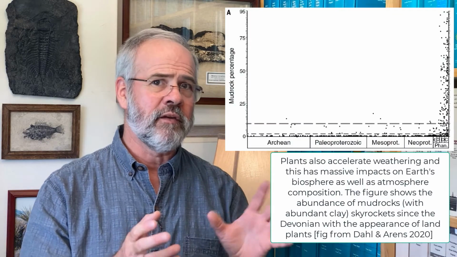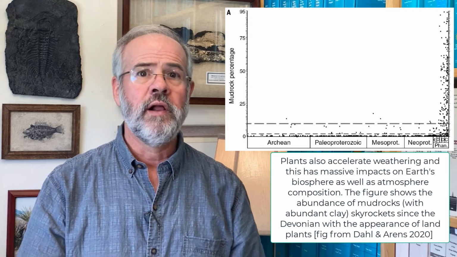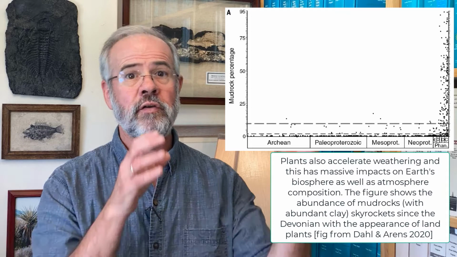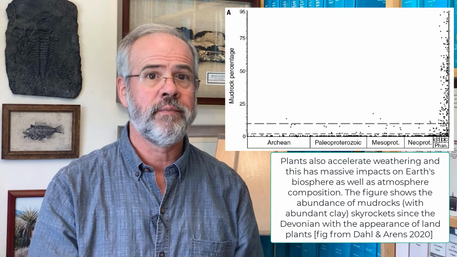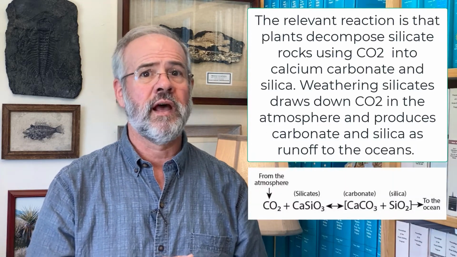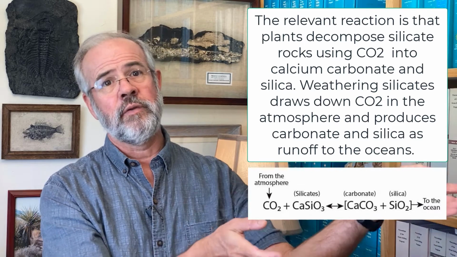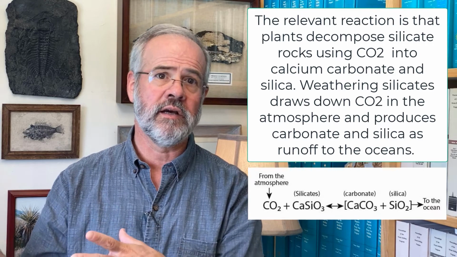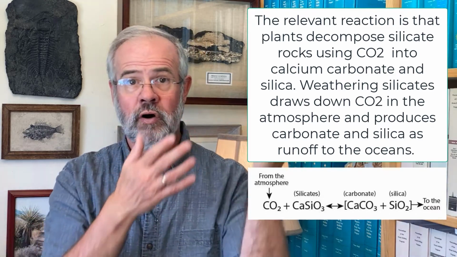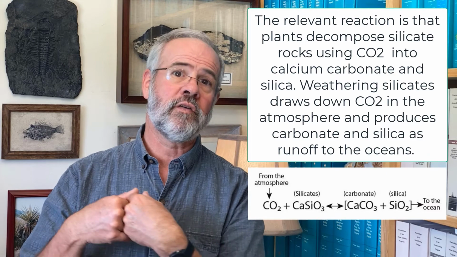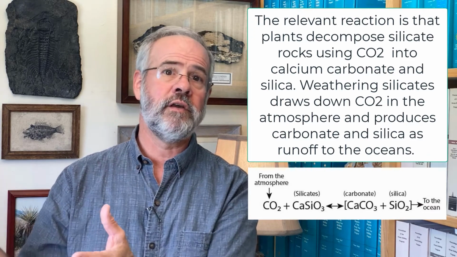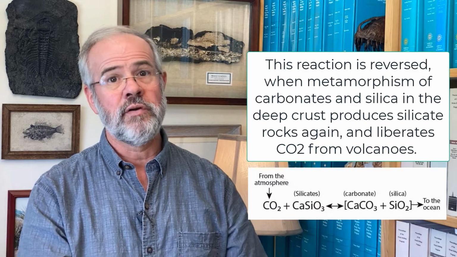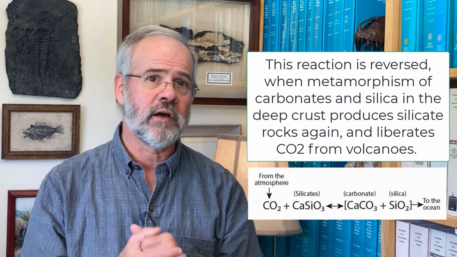Now, plants do other things besides just bury wood and make coal. They also accelerate the weathering and chemical transformation of minerals, and those weathering products fertilize the ocean. Here, the relevant reaction is that of carbon dioxide, when reacted with silicate minerals, is in a balanced reaction with calcium carbonate and silica. The weathering of silicates draws down carbon dioxide and produces carbonates and silica as runoff to the oceans. In turn, metamorphism of silica and carbonates produces silicate minerals and carbon dioxide.